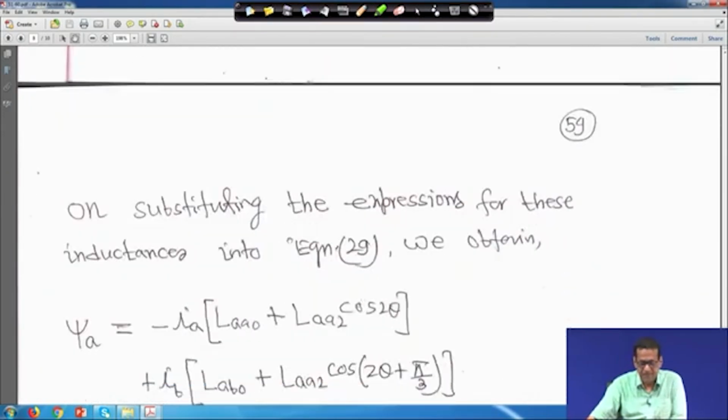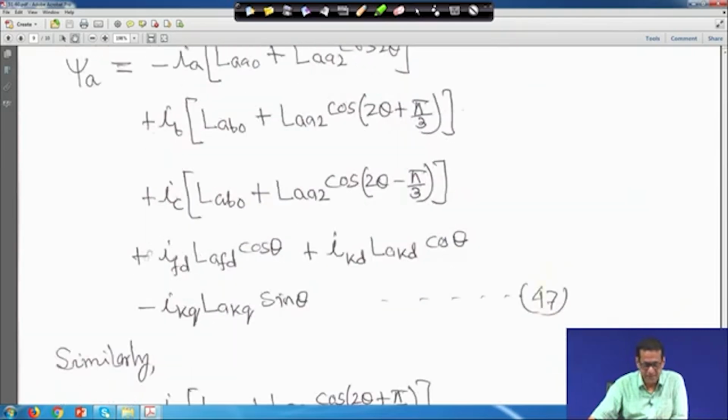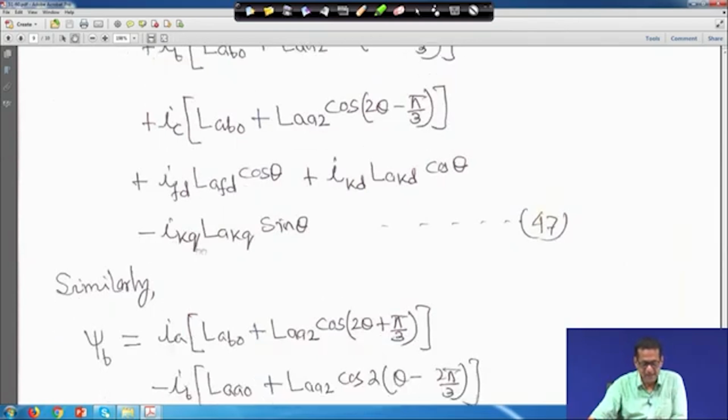On substituting the expressions in equation 29, whatever flux linkage equation is written for phase A, you substitute all, then you will get psi A equal to minus IA into LAA0 plus LAA2 cos 2 theta, plus IB into LAB0 plus LAA2 cos 2 theta plus pi by 3, plus IC into LAB0 plus LAA2 cos 2 theta minus pi by 3, right, plus IFD capital LAFD cos theta plus IKD capital LAKD cos theta, then minus IKQ capital LAKQ sin theta. This will be equation 47, right.